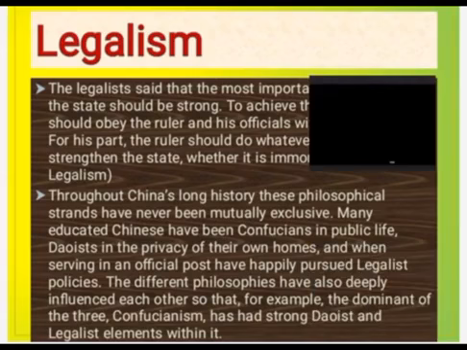Throughout China's long history, these philosophical stances have never been mutually exclusive. Many educated Chinese have been Confucians in public life, Taoists in the privacy of their own homes, and when serving in an official post have happily pursued Legalist policies. The different philosophies have also deeply influenced each other, so that, for example, the dominant of the three, Confucianism, has had strong Taoist and Legalist elements within it.